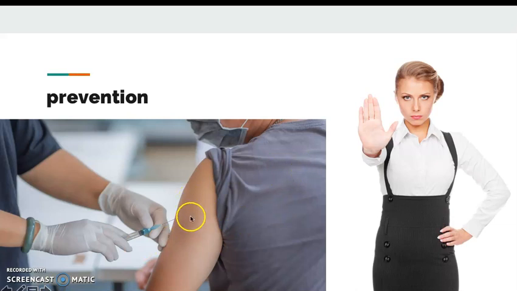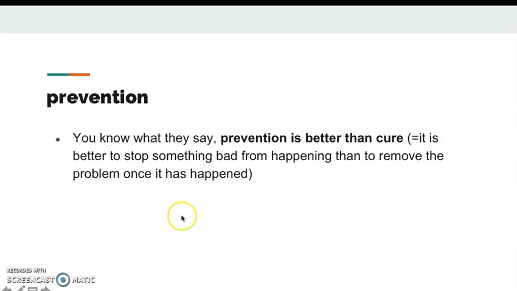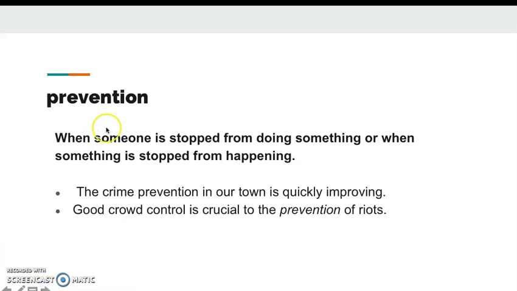Prevention is the next one. We can prevent some illnesses by using vaccines, for example. This is an example sentence. You know what they say. Prevention is better than cure, which means it is better to stop something bad from happening than to remove the problem once it has happened. So prevention means to stop something bad from happening. For example, the crime prevention in our town is quickly improving. So in our town, crime is prevented.